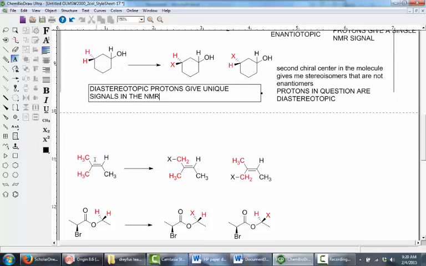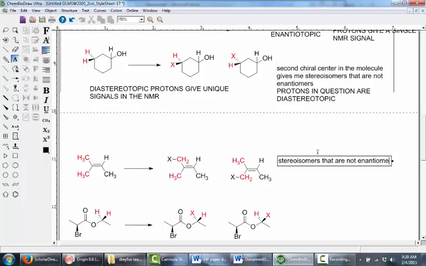Let's look now at this example over here. So this alkene, again I'm going to replace the top one with an X and also the bottom one with an X and ask what's the relationship between these two products. Here, the one where the X is in this position versus that position. In this first alkene product, you can see the methyl groups are on the same side. Here you can see the methyl groups are on opposite sides. This is yet another case where I have stereoisomers that are not enantiomers.